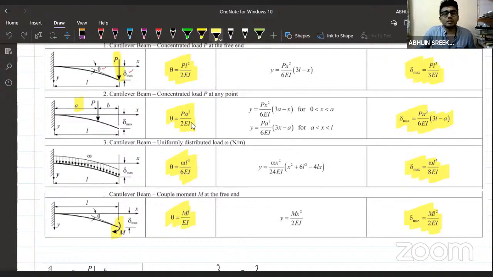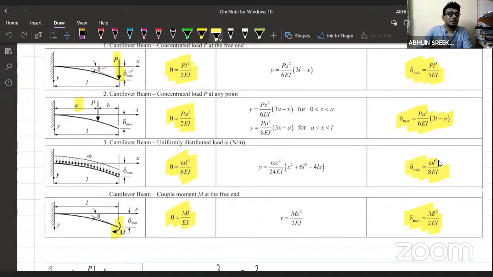Very, very important. PL square by 2EA, PL cube by 3EI, PA square by 2EA, PA cube divided by 3EA plus PA square divided by 2EA into B, WL cube by 6EA, W L raised to 4 divided by 8EA, ML by EA and ML square by 2EA, slopes and deflections.